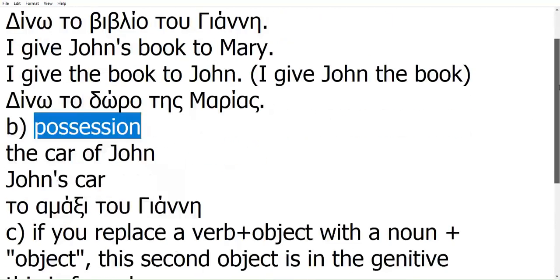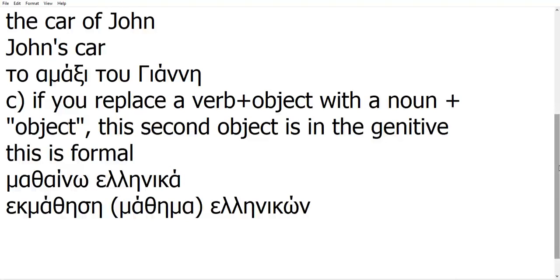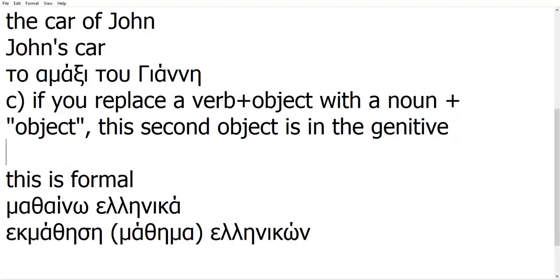Now the third thing you could have is if you replace, well, this is a bit complicated, but let me read it as it is written. If you replace a verb and object with a noun and an "object", now it's not really an object, that's why I have it in quotation marks. This object will now go, instead of the accusative, in the genitive. This is also more formal. So μαθαίνω ελληνικά will become μάθημα ελληνικών.